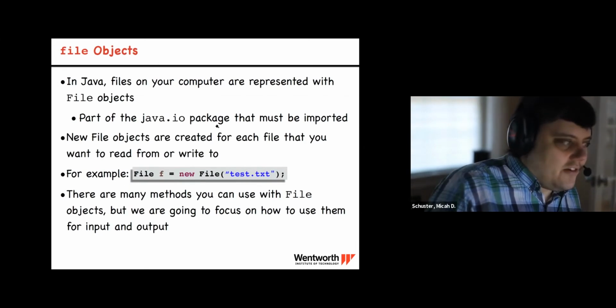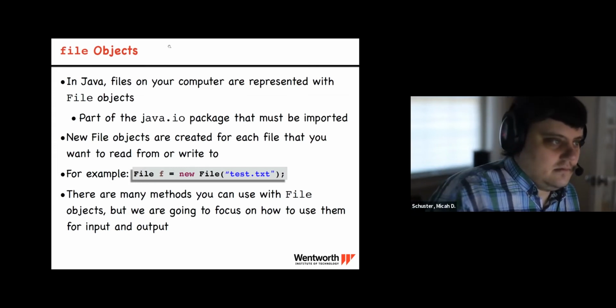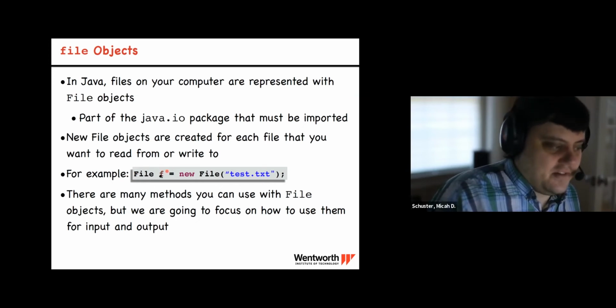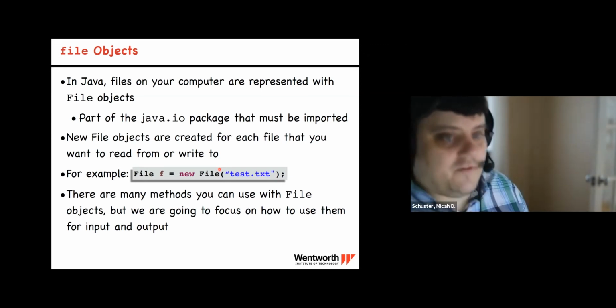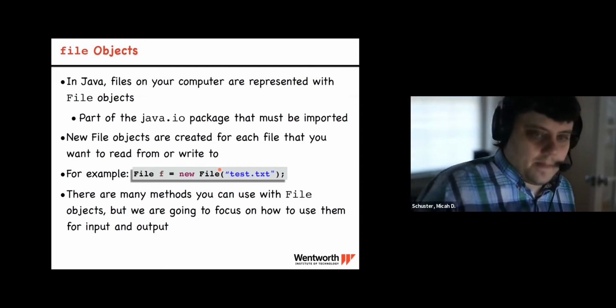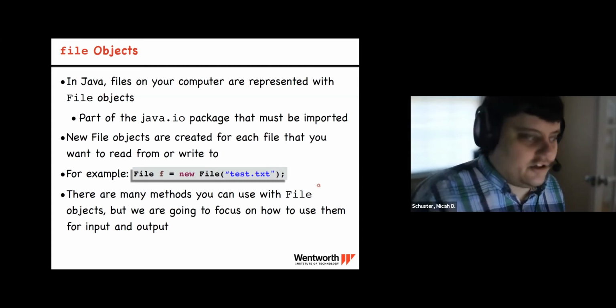So in Java, files are represented with a File object. So you create a File object in Java, say File f, give it a name. File is the type, f is the name. And then you say new File, and the file name is what you put as a string here. Whatever the name of the file that you're trying to read, or the name of the file that you want to create. New File objects like this are needed for every file that you want to interact with.